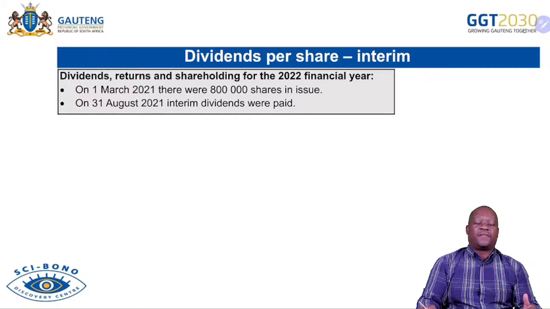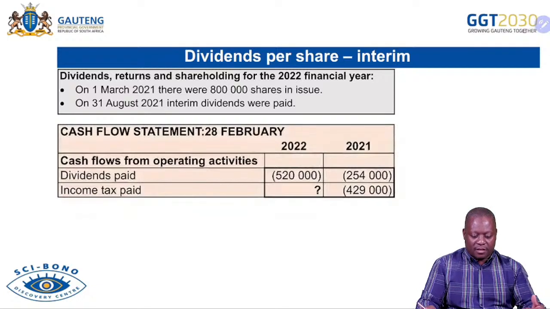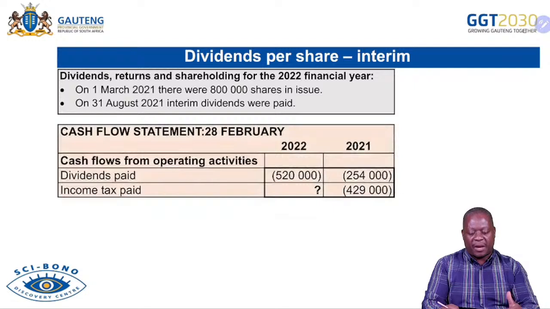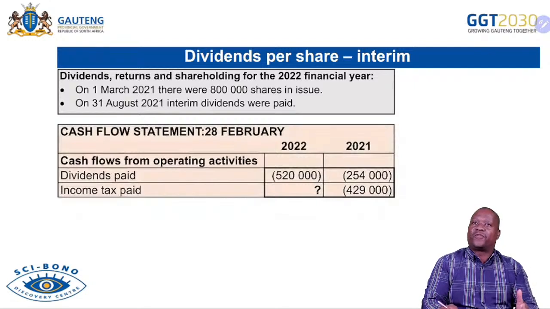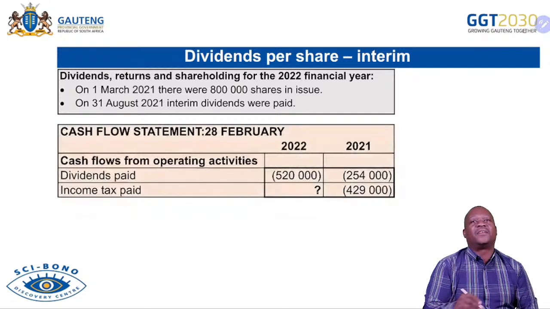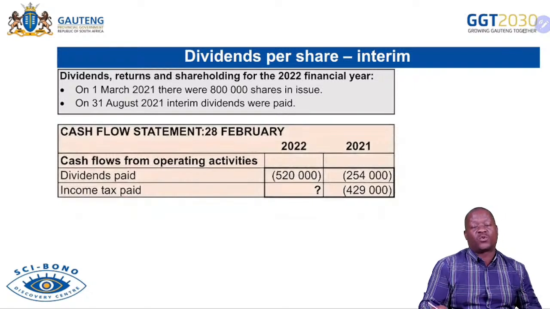So let's see if there is any other information at our disposal. Yes, I like this. Now this was taken from the cash flow statement, and it's indicating from our operating activities that we have paid dividends, 520,000 in 2022.